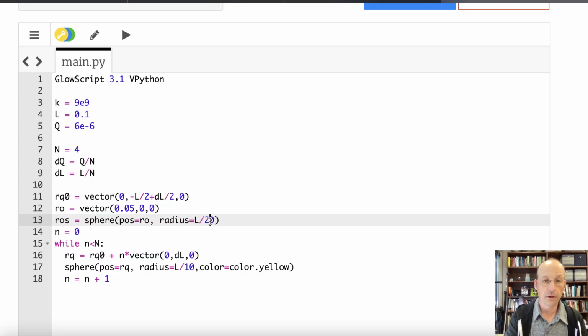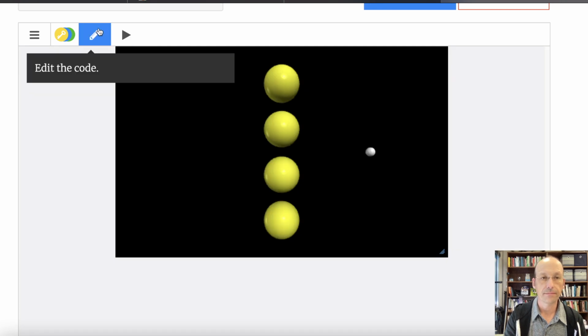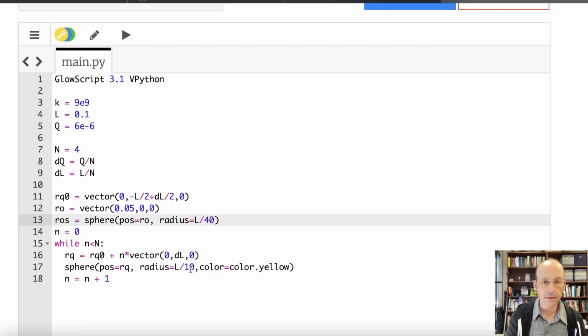Let me make that a little bit smaller. I don't know, it looked a little big. There. And let's make this 20. Those are a little bit smaller. Okay, so now I have the locations of the spheres.